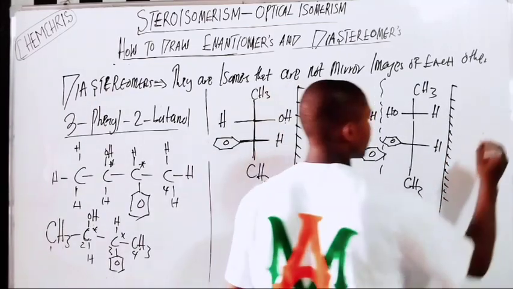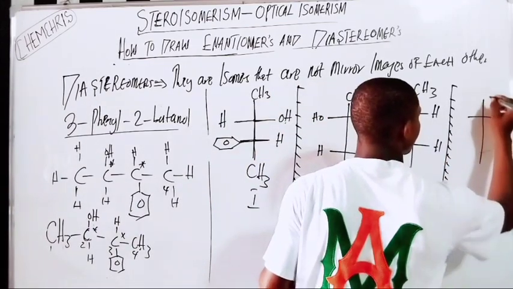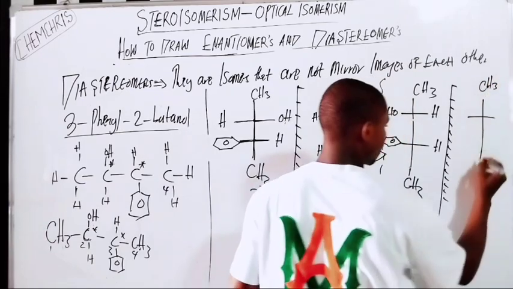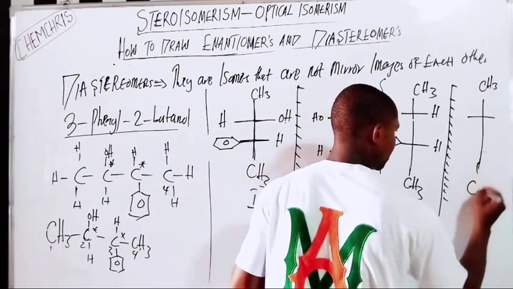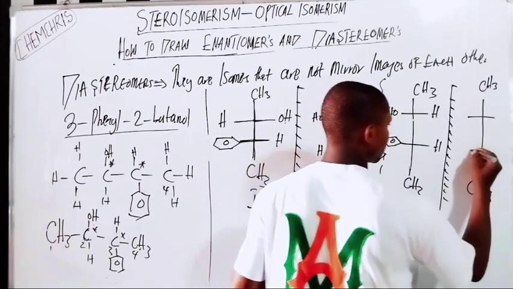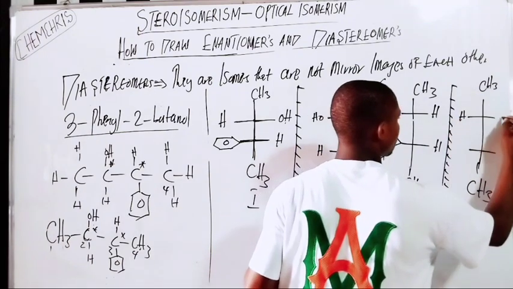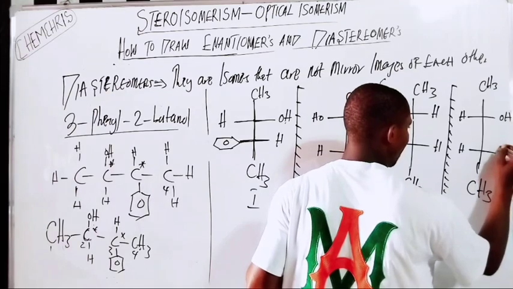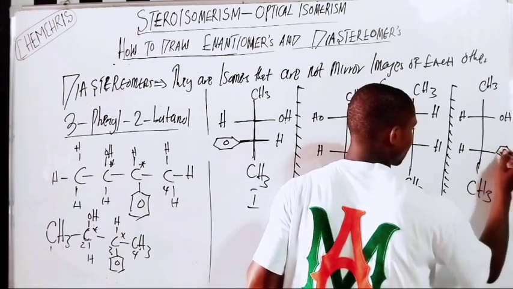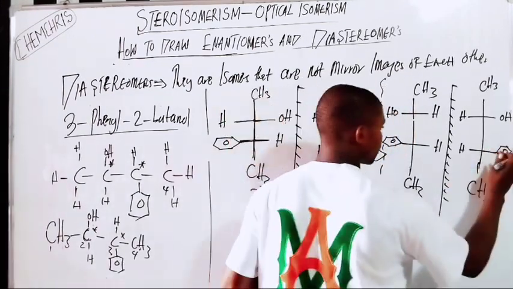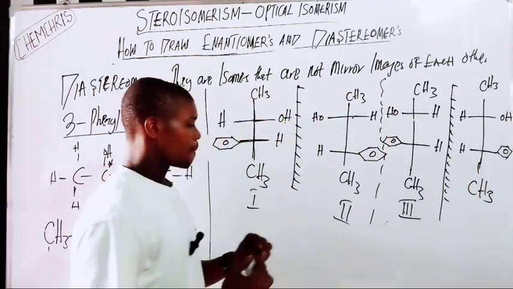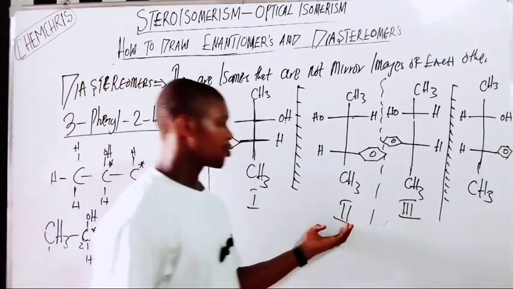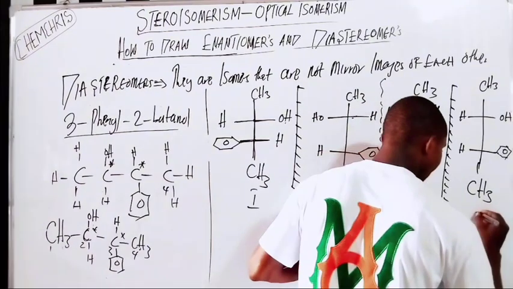If you draw the mirror image of this guy right here, it's going to be CH3, right? CH3. Here we have hydrogen, OH, H, and the phenyl group, and the phenyl group here. Can you see that? So here we have 1, 2, 3, and 4.